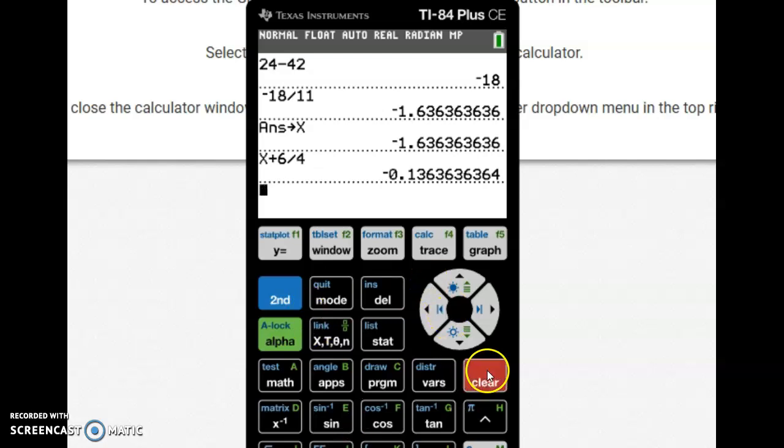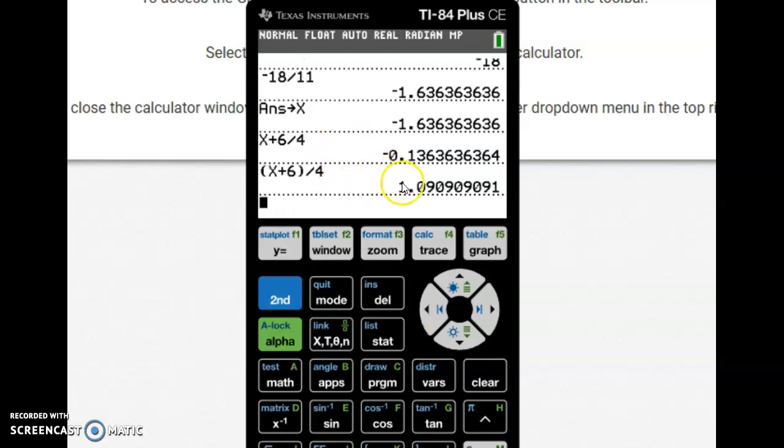Now, actually, I made a mistake here. And it's a good idea to look at this mistake I made. I did x plus 6 over 4. And really what I should have done was put parentheses. This is a good error to make because this is a common error. If you don't surround that numerator with parentheses, then it's going to take x and add 6/4 to it. And that's not what we wanted. So the left side is actually 1.09.